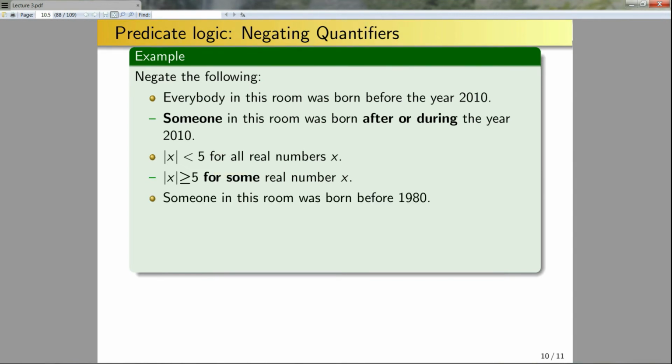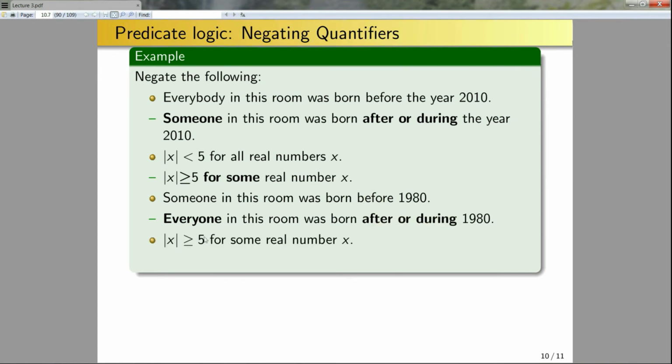So next, someone in this room was born before 1980. So pause the video and practice negating this. Okay, so what would the negation of this be? Well, someone will turn to everyone. So everyone in this room was born after or during 1980. So again, the before switches to an after or during.